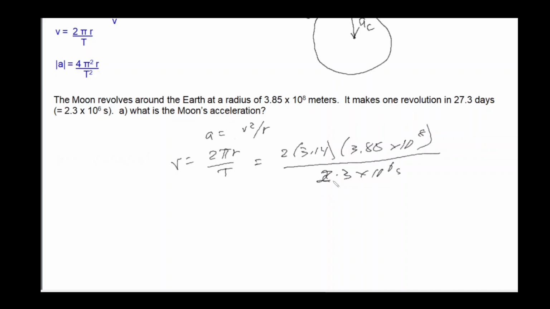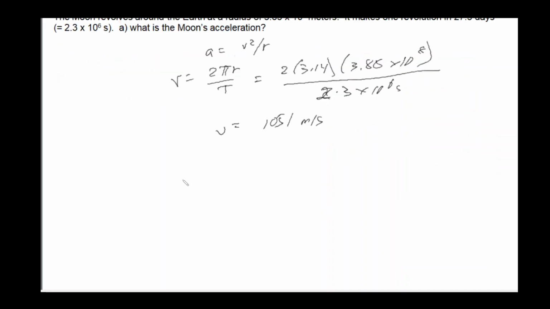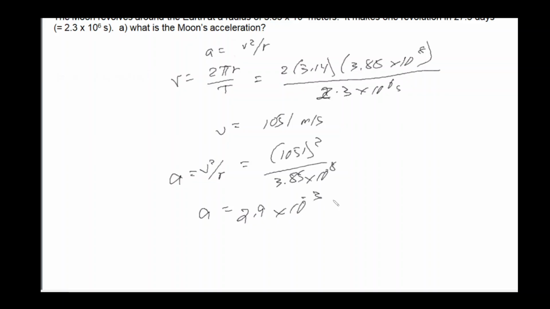And if we go through this calculation, we get v is equal to 1051 meters per second. Now we can find acceleration, which is v squared over r, which is 1051 squared over r, which is 3.85 times 10 to the 8th. And if you go through that, you get acceleration is equal to 2.9 times 10 to the minus third meters per second squared.